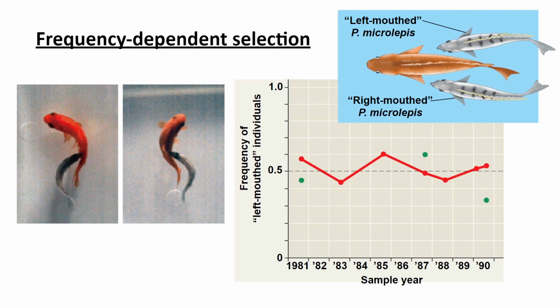This fixed mouth position means that the right-mouthed fish must always approach their prey from the left side, and the left-mouthed fish must do the opposite. As the population becomes increasingly homogeneous for one or the other, there's a strong selective pressure for the fish that can approach from the side opposite to all the others. Thus, allele frequencies change based on the frequency of the opposite allele in the population and oscillate back and forth.